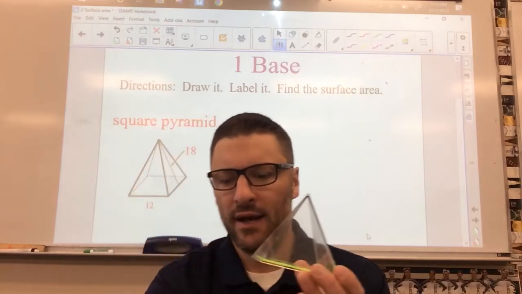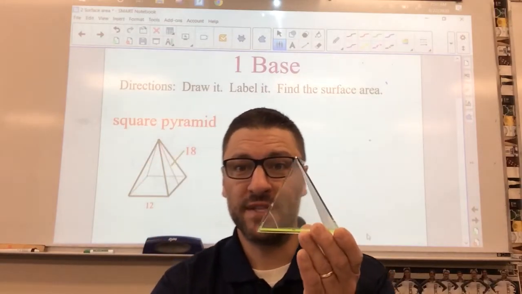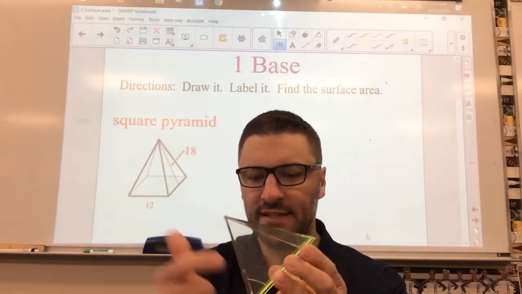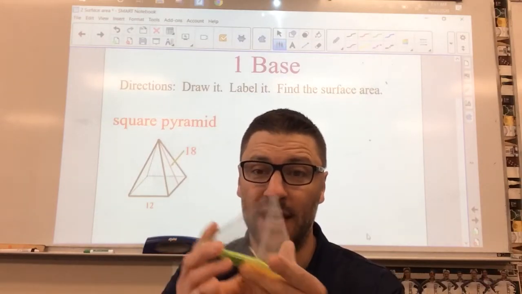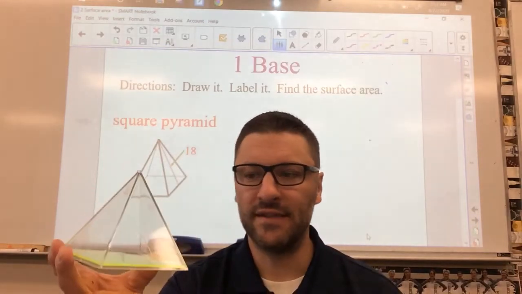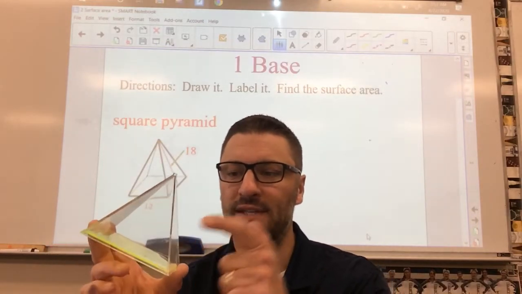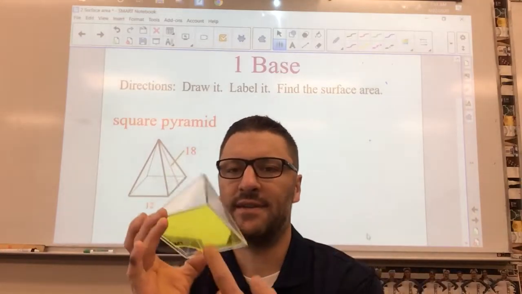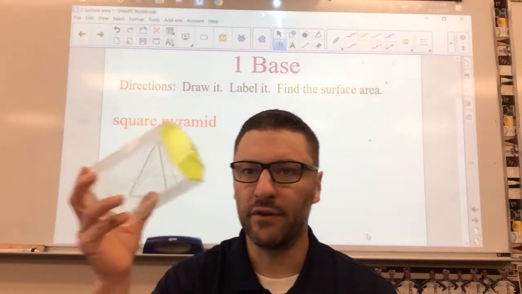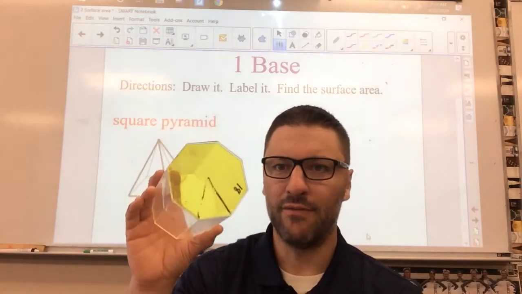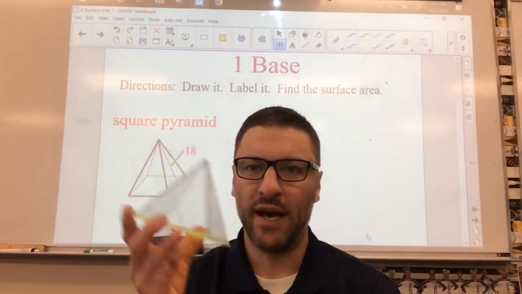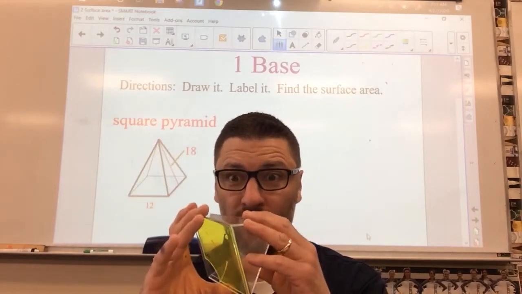So a quick rehash. Surface area is everything. This face, this face, this face, this face, this face. In fact, you can handle surface area by just finding the sum of all of the faces. You'd have to find this area, this area, this area, this area, this area, and then you add them all up. You can do that for any figure. You can find all the faces and add them up, and that'd be the surface area. But anyway, surface area is the whole thing. You add up all the faces.